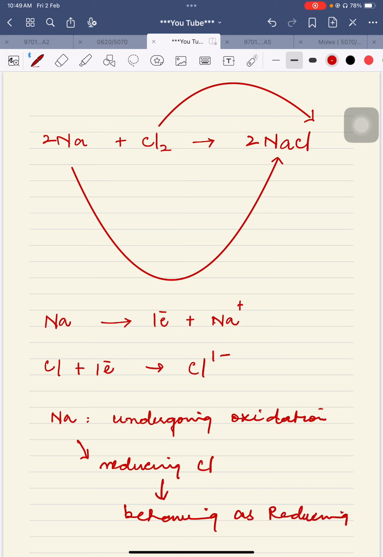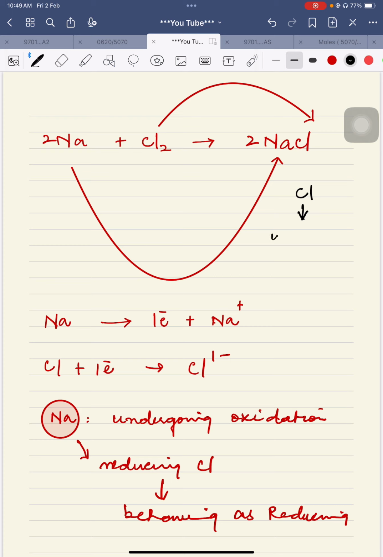So guys, in short, the ones which are undergoing oxidation behave as reducing agents, and the ones which are undergoing reduction behave as oxidizing agents. So this is the total story which I have just summed up. This is what I have written for sodium. Now I can tell you for chlorine as well.